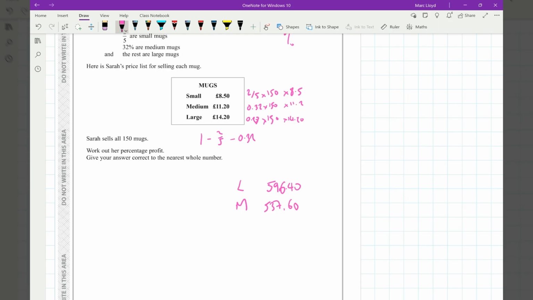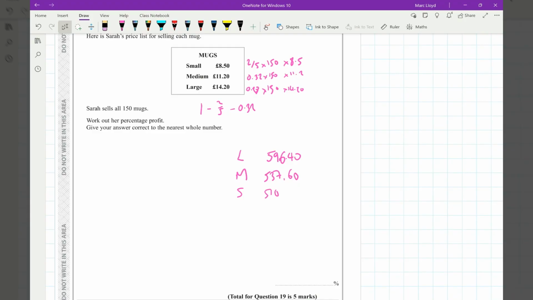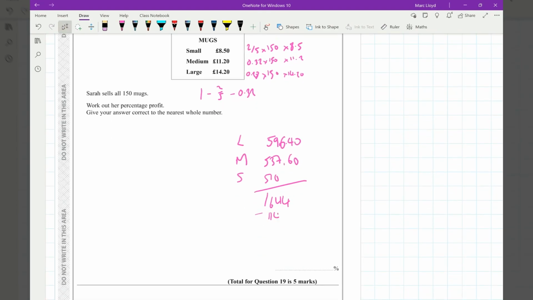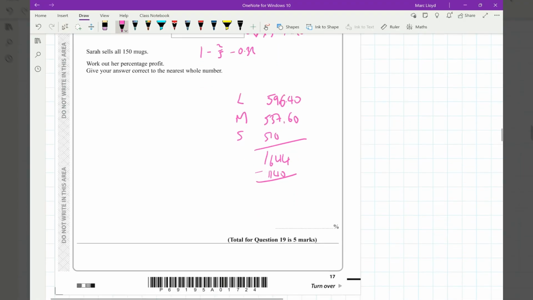£537.60. For the small, 0.4 times 150 times by 8.5, 510. Add them all up, and we will get our sales. 1644. Now we subtract the cost. 1140. That gives me 504.